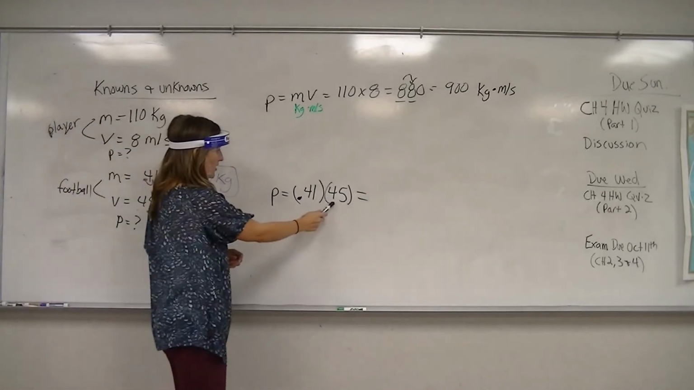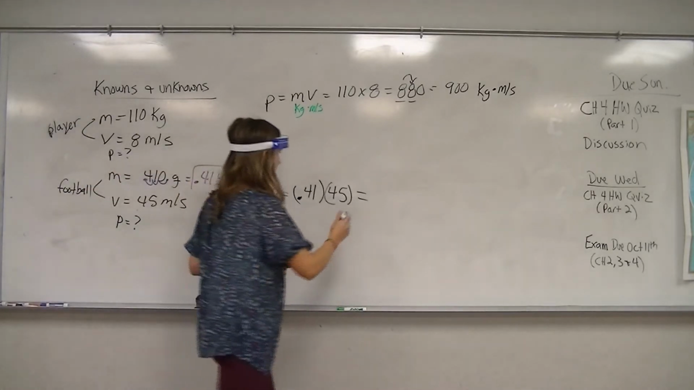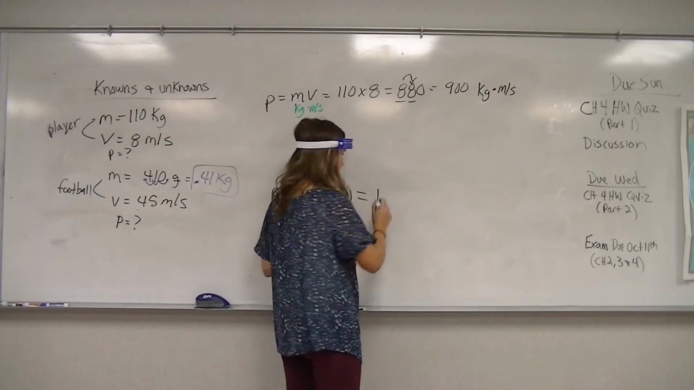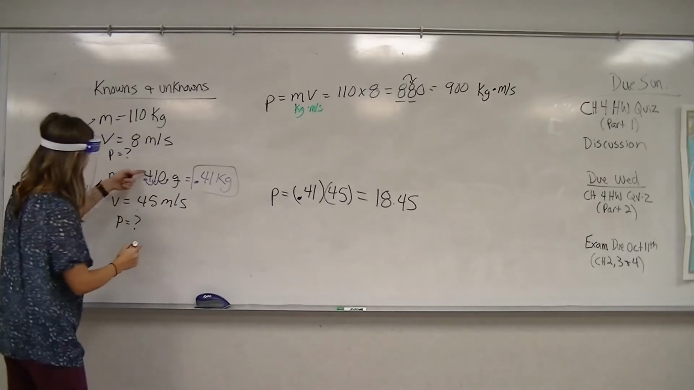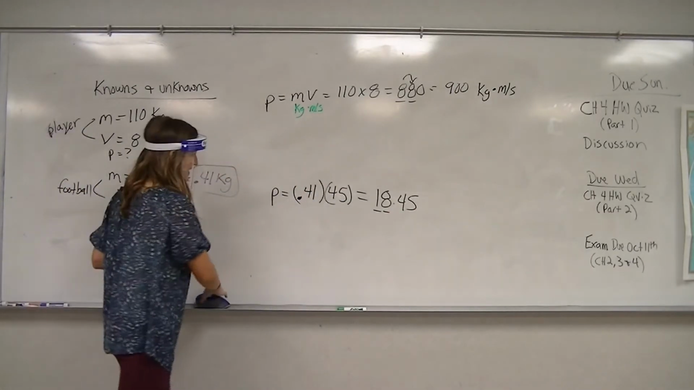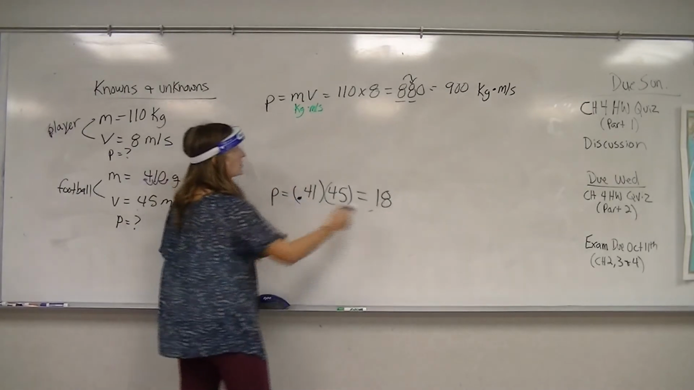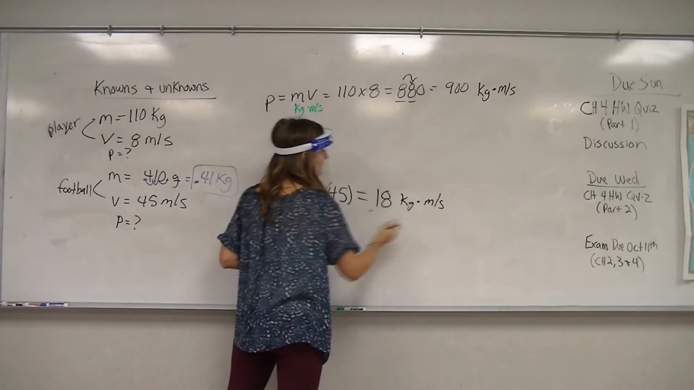This one I don't know. Can someone calculate this for me? 45 times 0.41? 18.45. And how many sig figs do we want on this one? Just 2? So just 18, and it stays 18 because of the 4 next to it. And the units are the same. Kilograms for mass times meters per second for velocity.